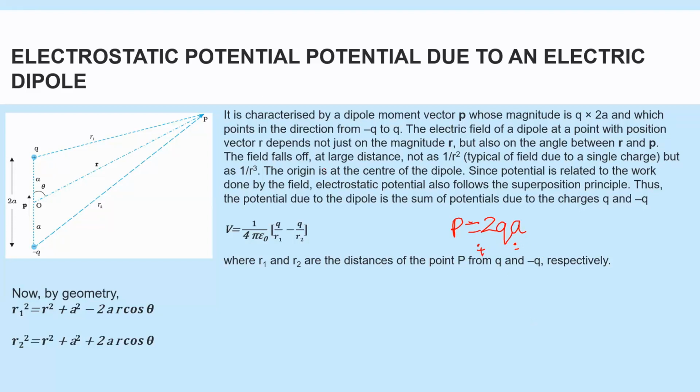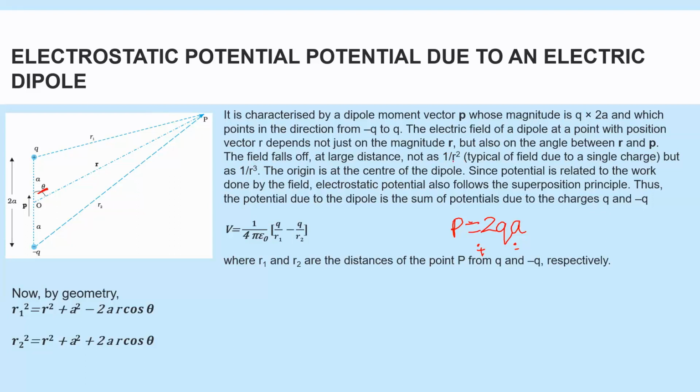Again, we know that the electric field for a dipole also depends on the angle that the vector from the center of the dipole to the point P is making. So your electric field is going to depend on this theta also. And when we consider the electrostatic field due to an electric dipole, it varies with 1 by R cube, not 1 by R square, which is for a point charge.